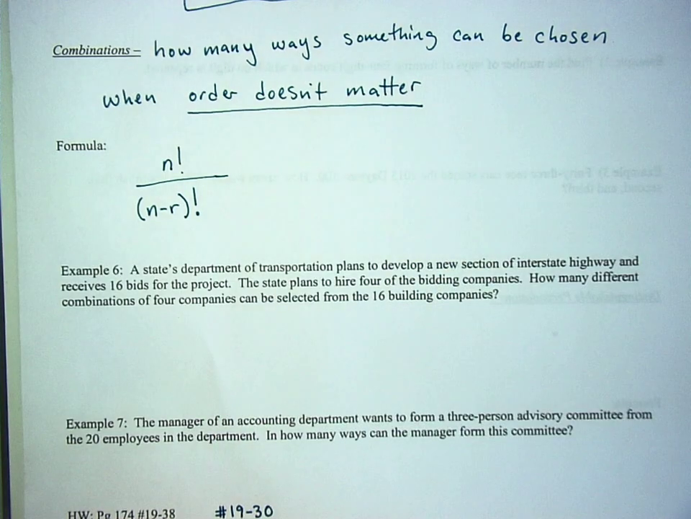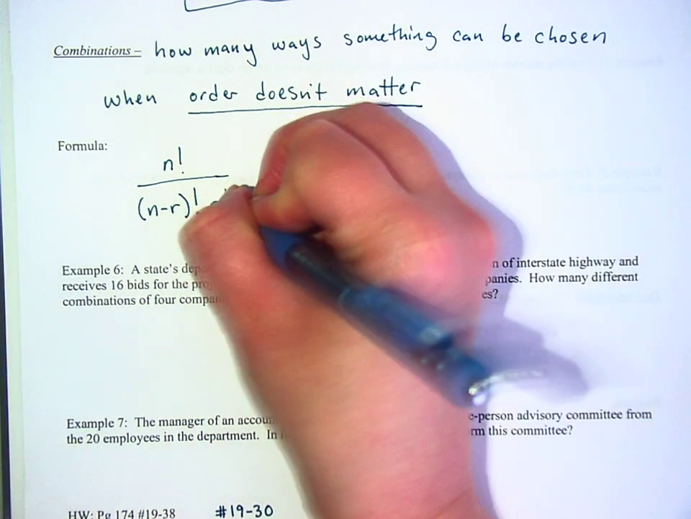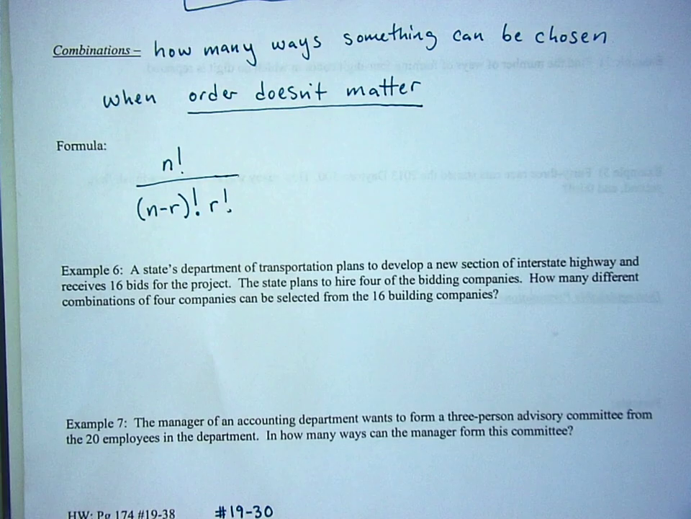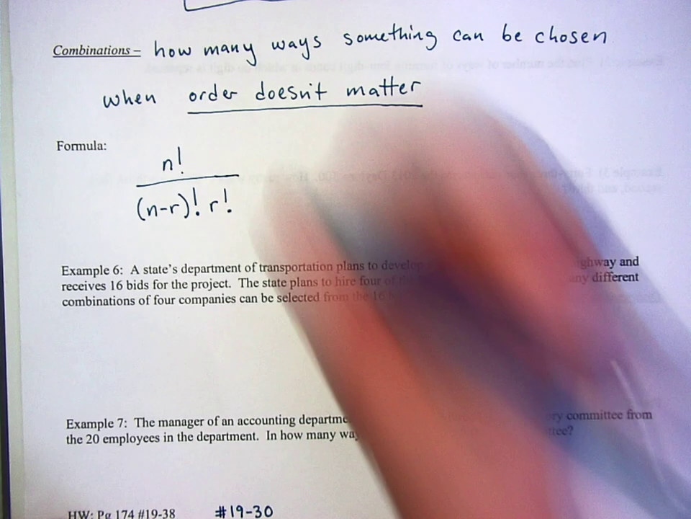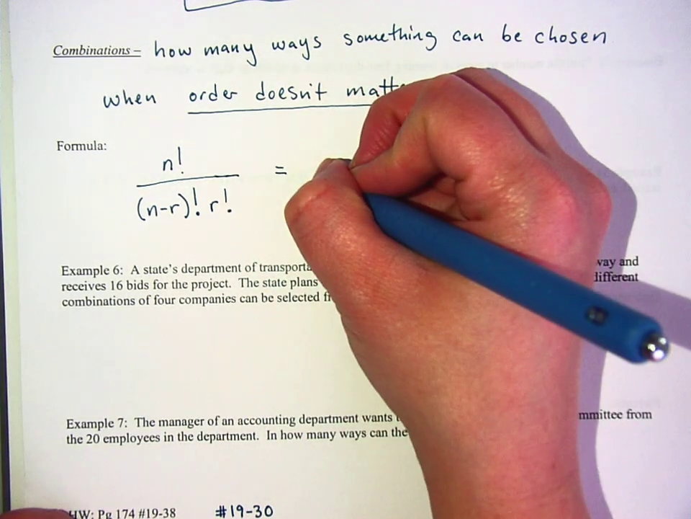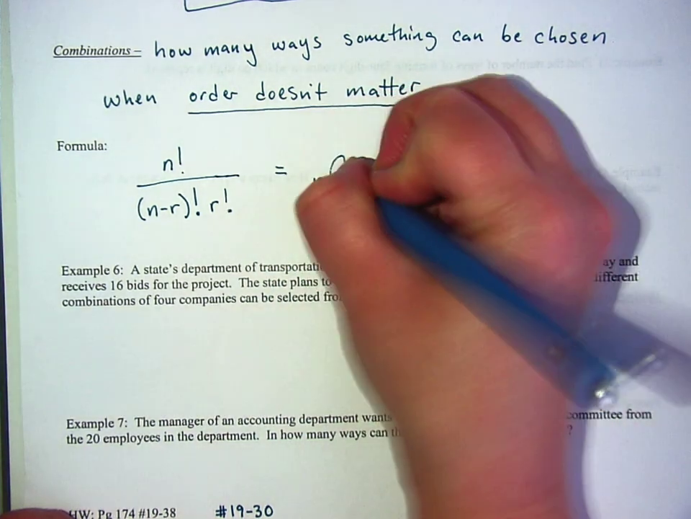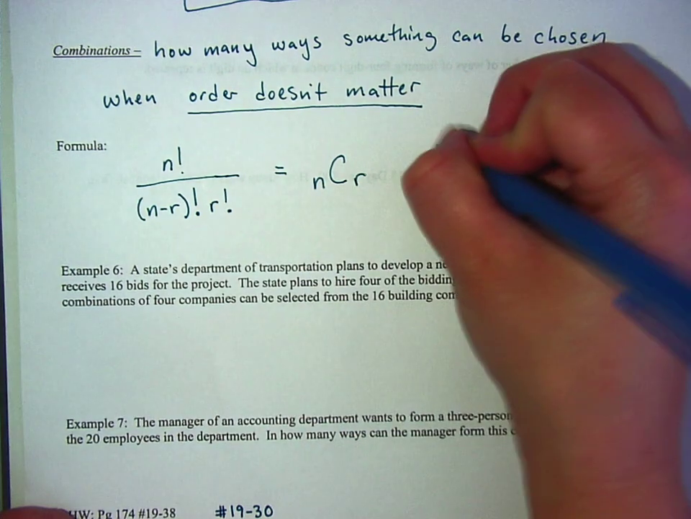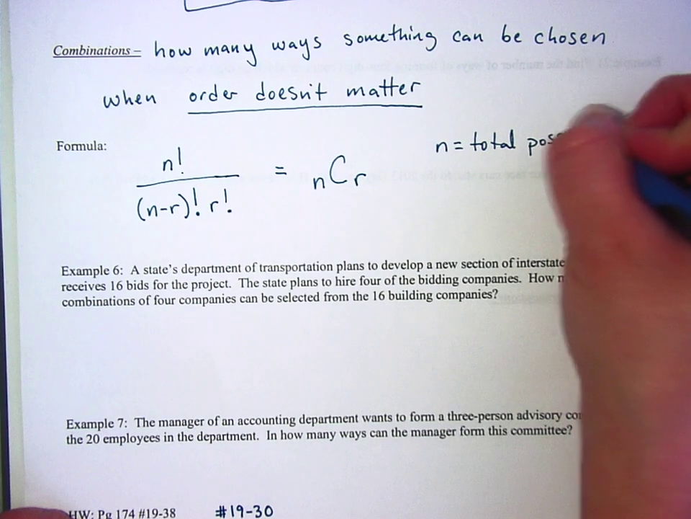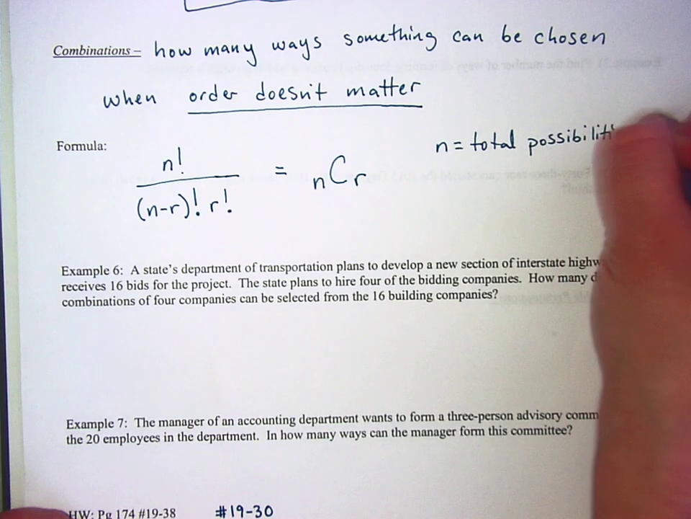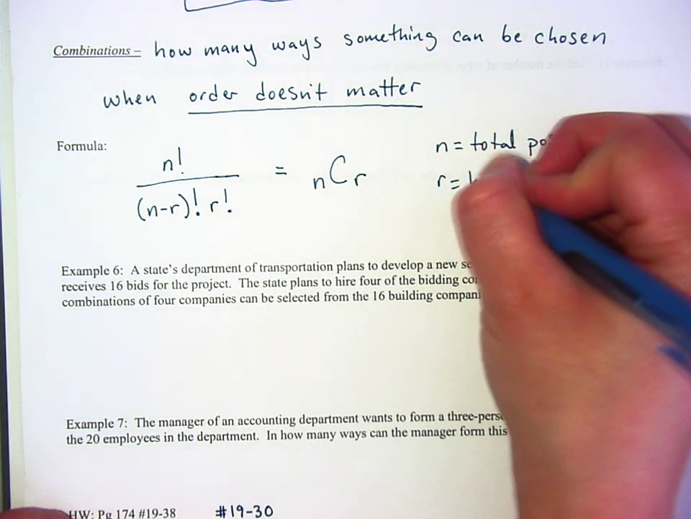This formula so far is exactly the same as the permutation formula, that n factorial on top, the bottom is n minus r factorial, but then you also divide by r factorial, which is taking away the order of things. So this part is the only difference, and that is taking away the order of things. That equals n choose r, where n is your total choices, total possibilities, and r is how many you are choosing.